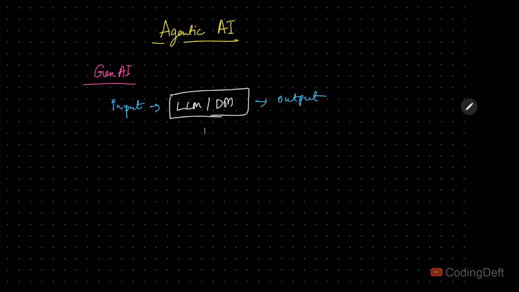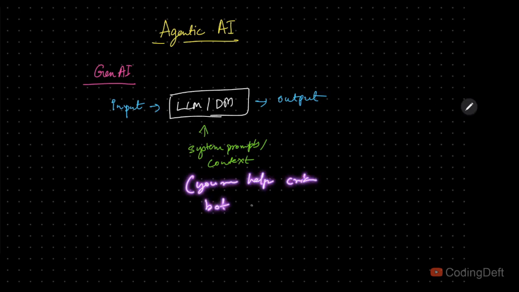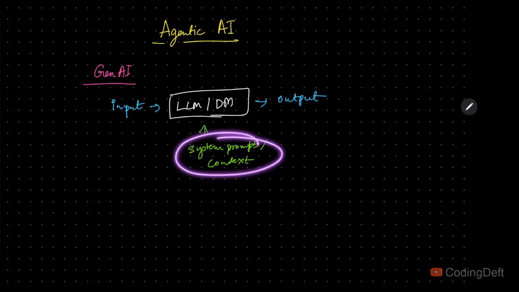You might also give system prompts or context to the LLM. Let us say you want to build a helpful bot for cricket trivia. Then in here you will pass: you are a helpful cricket assistant bot. You should answer all the questions related to cricket. You should not answer anything else. So that is what a system prompt or context means. Input is the user query, then it will output the answers.